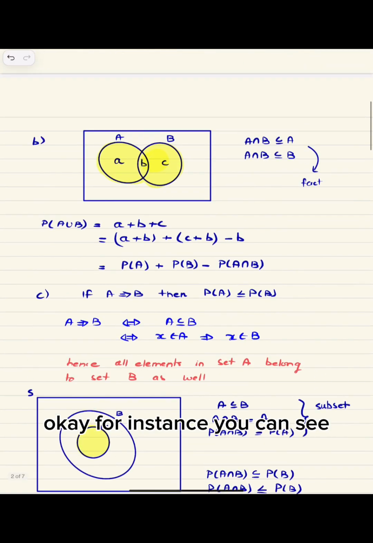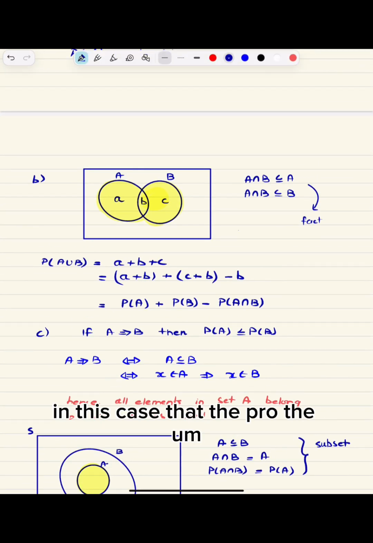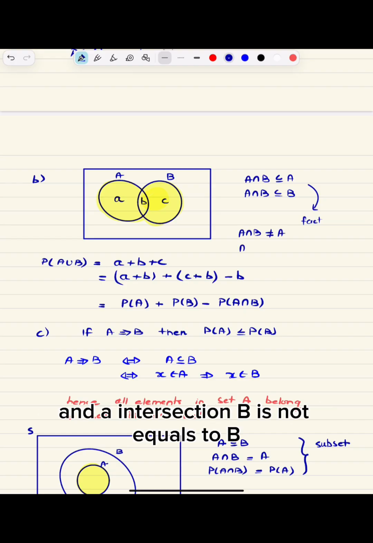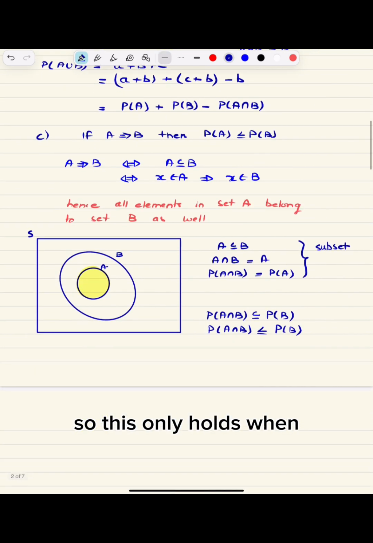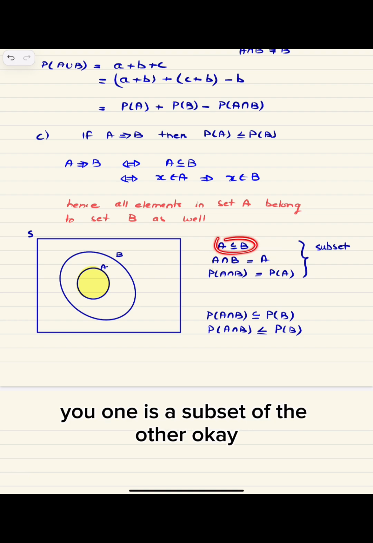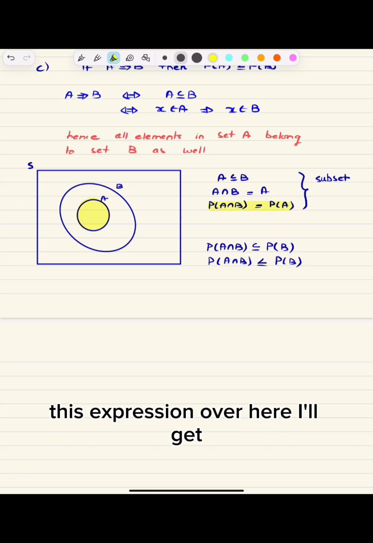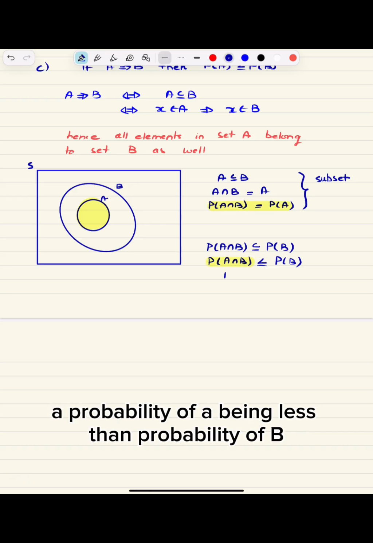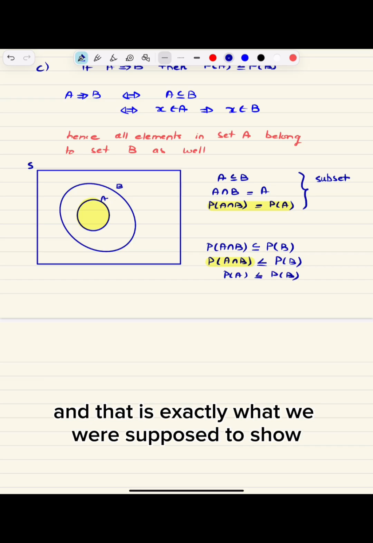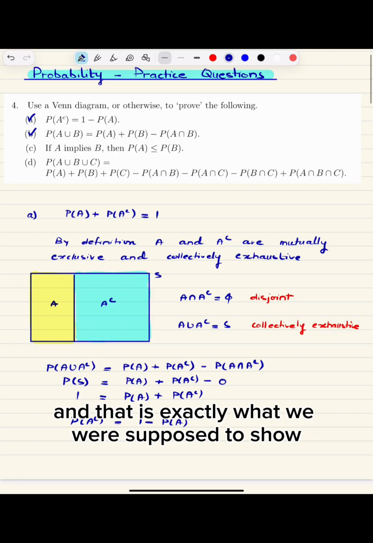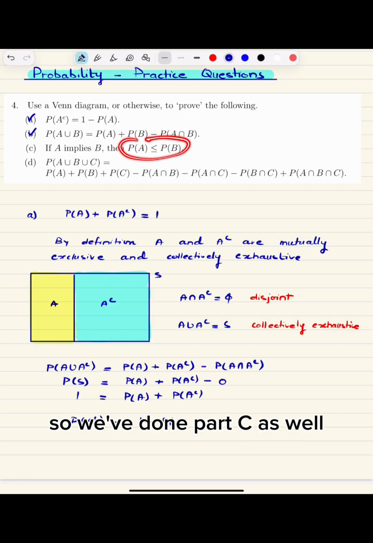For instance, you can see in this case that A intersection B is not equal to A, and A intersection B is not equal to B. So this only holds when one is a subset of the other. So when I substitute this expression over here, I'll get the probability of A being less than the probability of B, and that is exactly what we were supposed to show. So we've done part C as well.